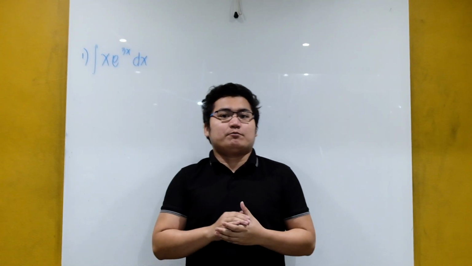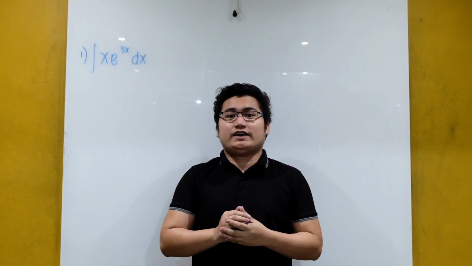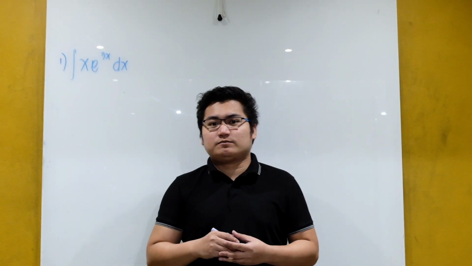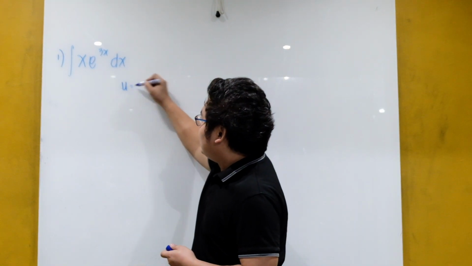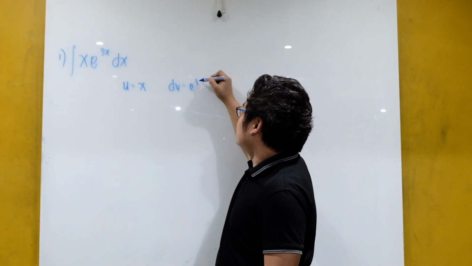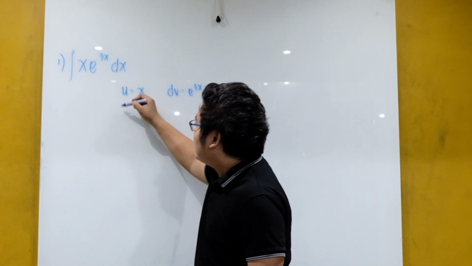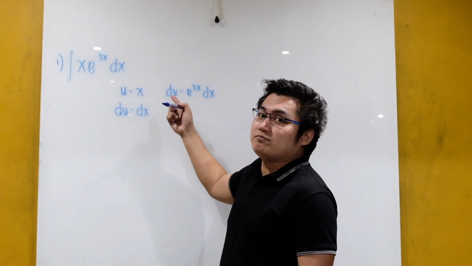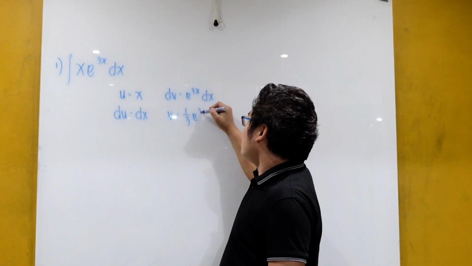For our first example, solve for the integral of x multiplied by e raised to 3x dx. Since the integrand contains algebraic and exponential functions, from our mnemonic, our u value is x, and dv is equal to e raised to 3x dx. So taking the derivative of u, du is equal to dx, and taking the integral of dv, which is v, is equal to 1/3 e raised to 3x.